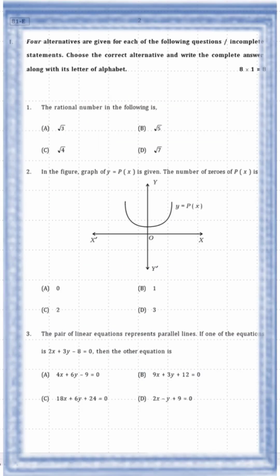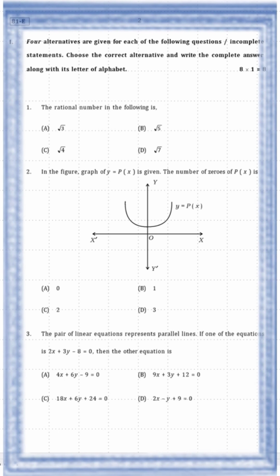Now let us solve 1 mark questions. Here 8 MCQs are there in the beginning which carry 1 mark each. The first question: which rational number is in the following? Option A root 3. It is not a rational number. This is an irrational number. Option B root 5.